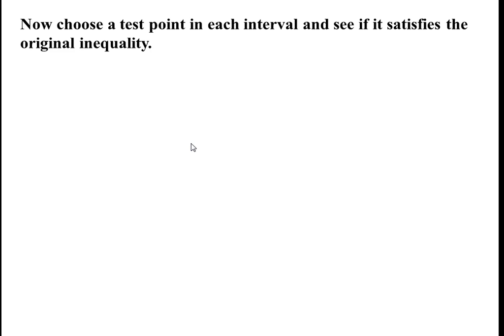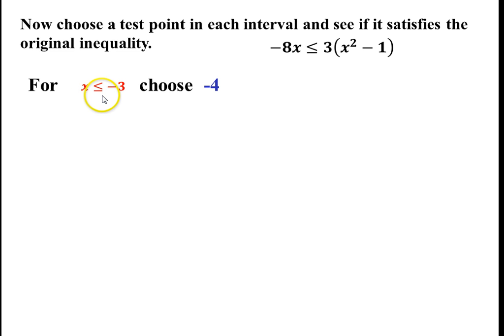All right, so we're going to choose test points in each interval and see if it satisfies the original inequality. So there's our original inequality. For the interval x is less than or equal to negative 3, well, choose any value less than negative 3. So I mean negative 4 works. Any value less than negative 3 works. So let's plug in negative 4 for x here.